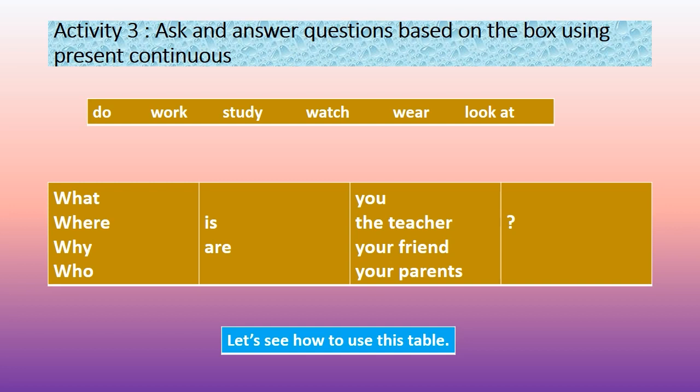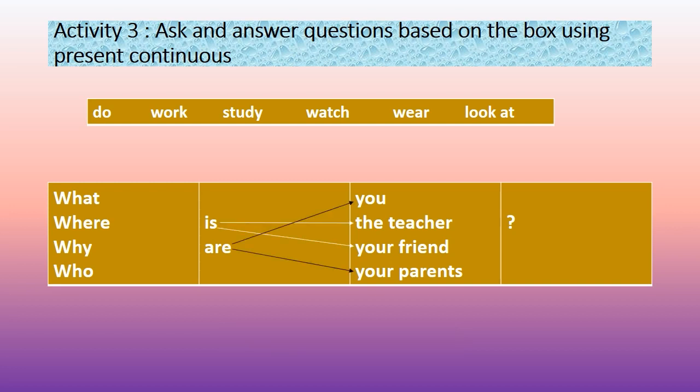If you can see, the first column in the box is WH question. Second column is verb to be, is and are. Third column is the noun phrase and the last column is the question mark. Let's see how to use this table. We use is with the teacher and your friend because it is singular. We use are with you and your parents because they are plural form.